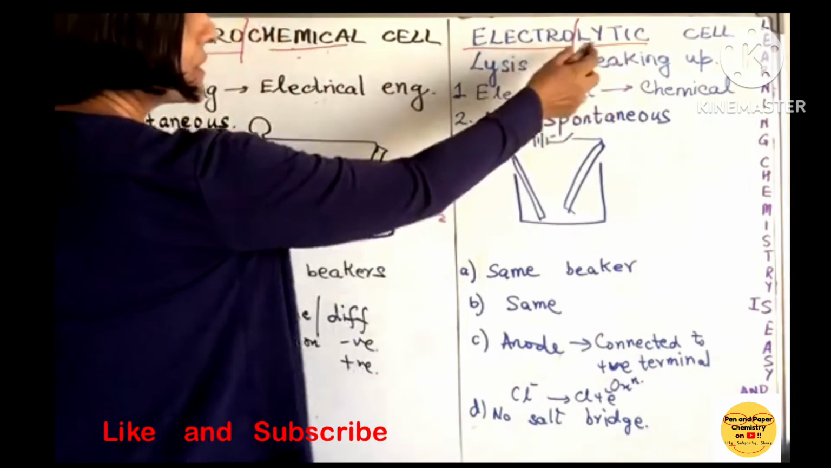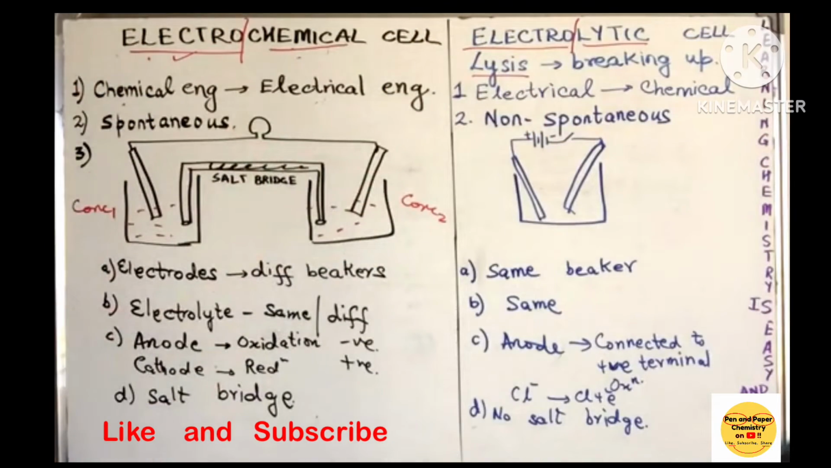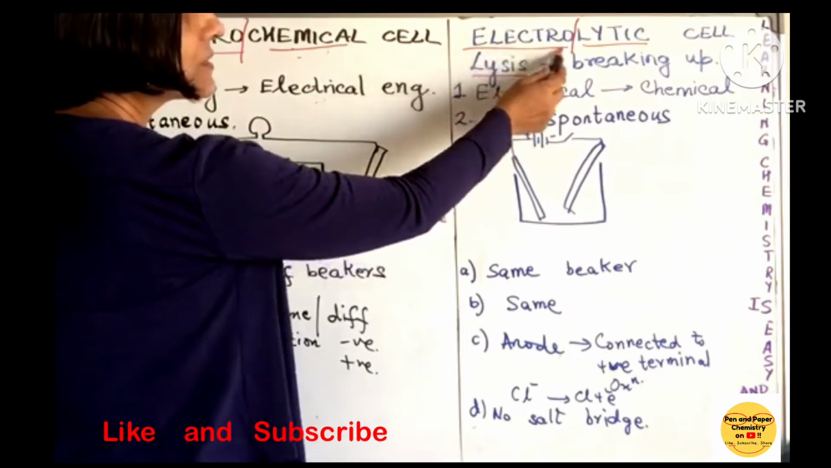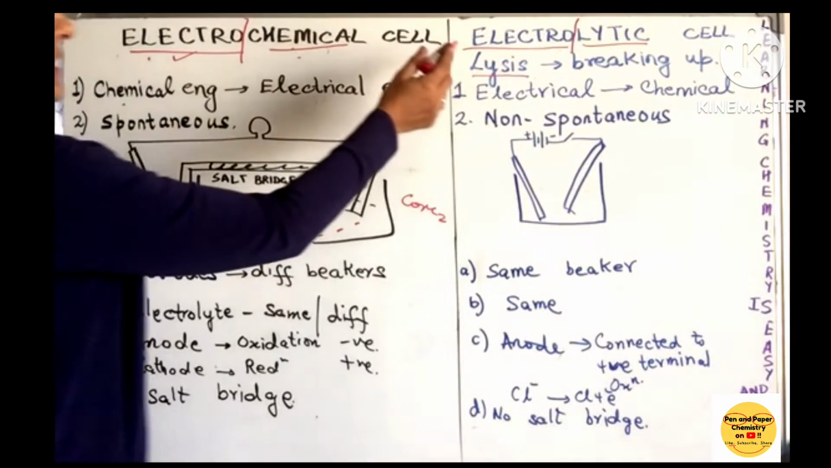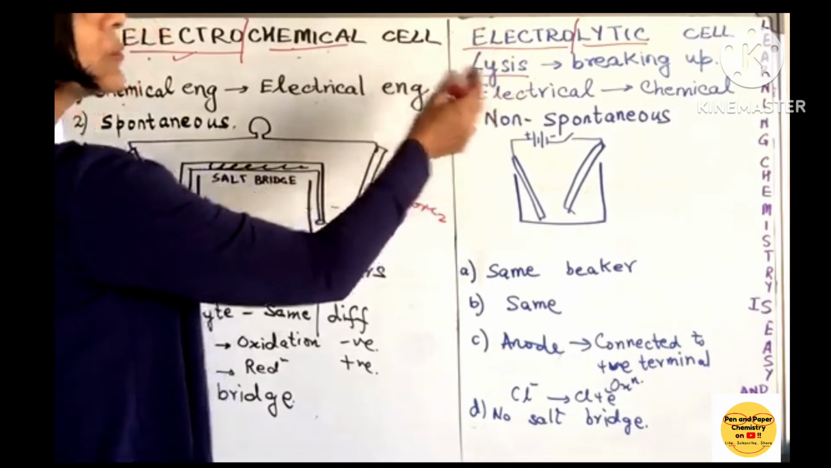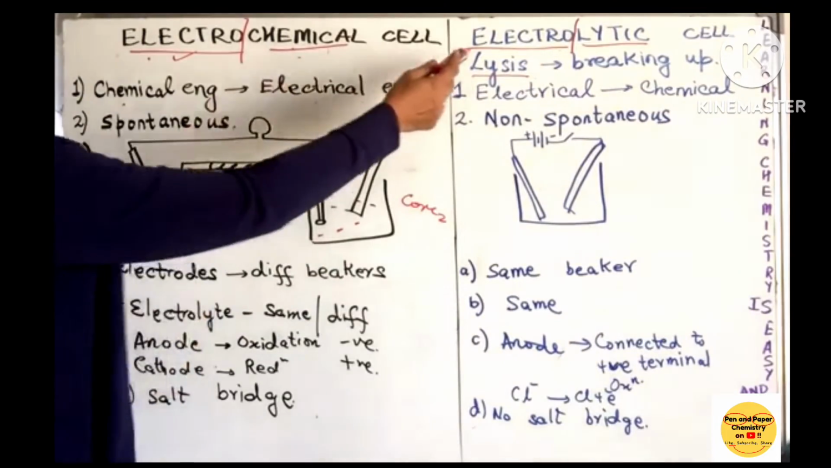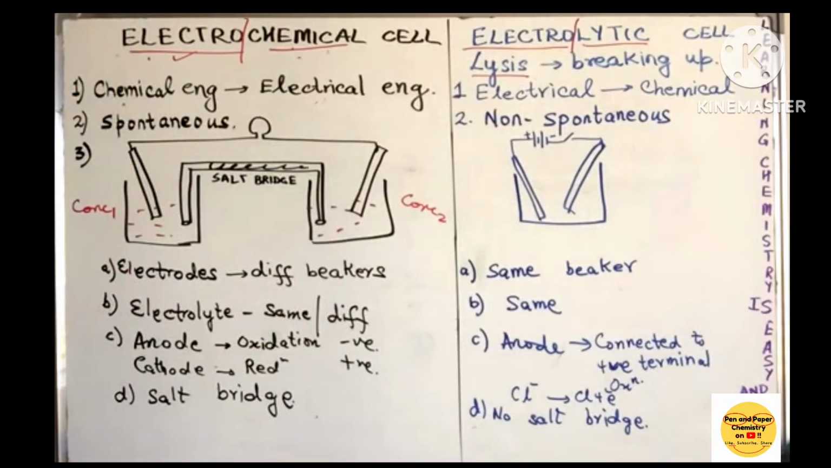Electrolytic cell. Now here, lysis, breaking down, breaking up, right? So something which is breaking down due to the passage of electric current, right? So a device or a process in which electricity is used to break down a substance and bring about a chemical change is called an electrolytic cell. In the next video, we will be doing examples of electrolysis.